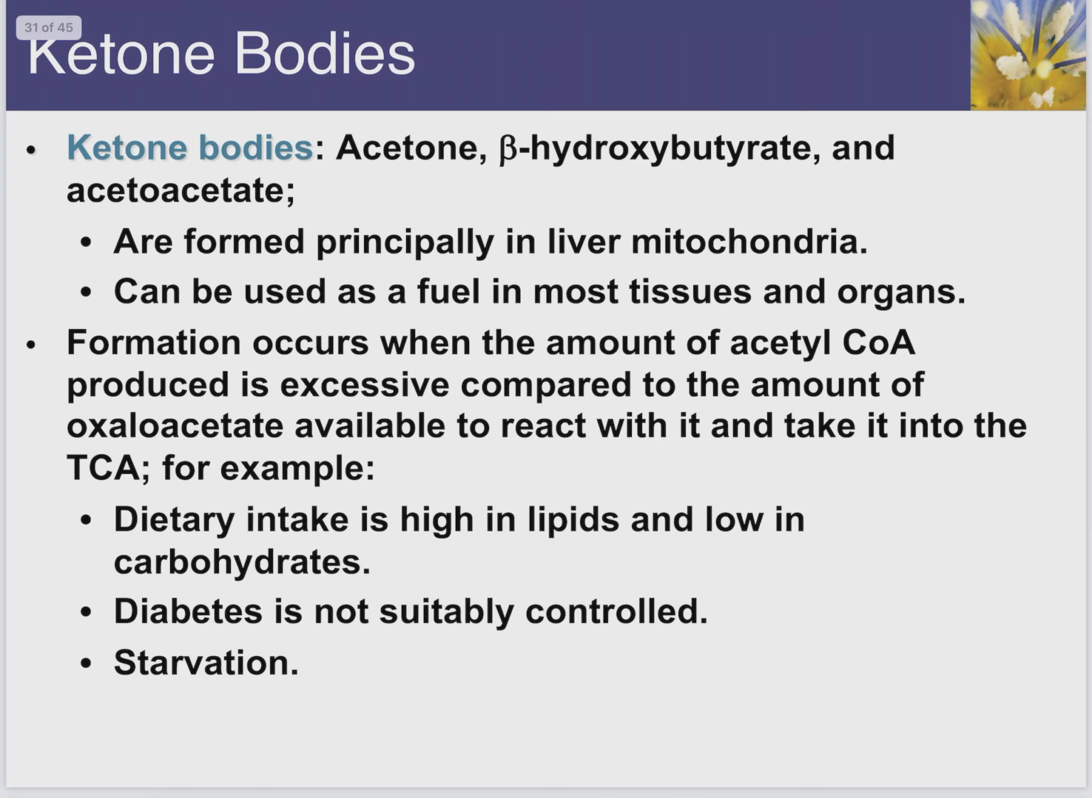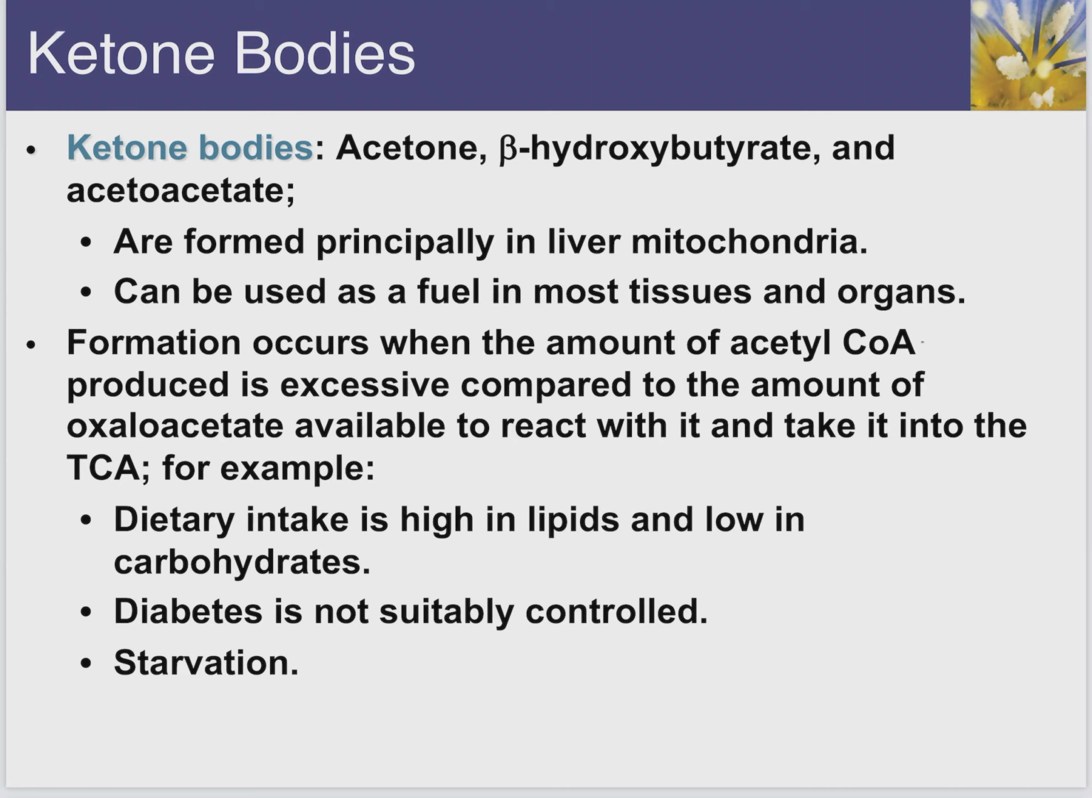Now, ketone bodies are something else that happens. Ketone bodies are acetone, beta-hydroxybutyrate, and acetoacetate. These can be used for energy. They can be broken down, or they can be turned into things that will enter those same pathways. Acetone, for example, can be added to coenzyme A, and you have acetyl-CoA.